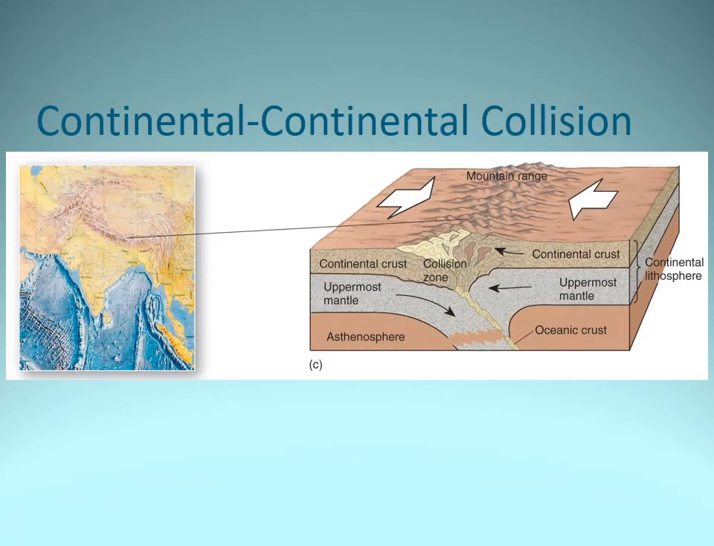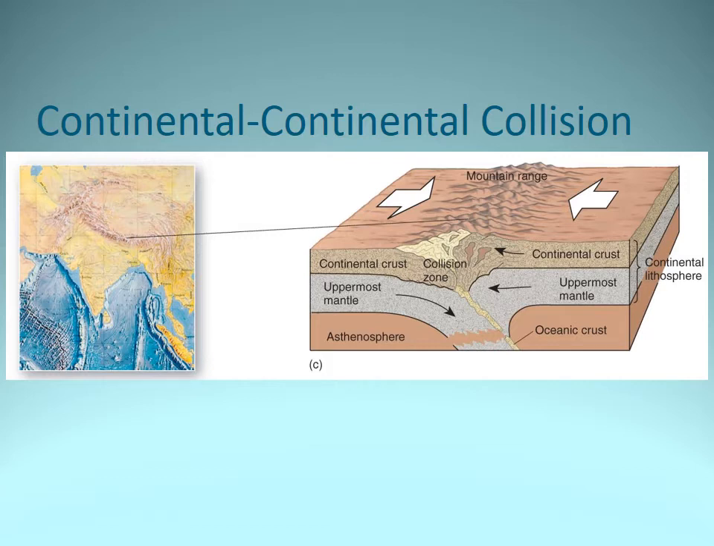Now, one kind of collision that we didn't see in the previous slide was continental-continental collision. When two pieces of continental crust collide, it's like taking a sheet of paper and trying to squish it toward each other, and then there's a part of that piece of paper that rises. So when we have continental collisions, we actually tend to see large mountain ranges form.